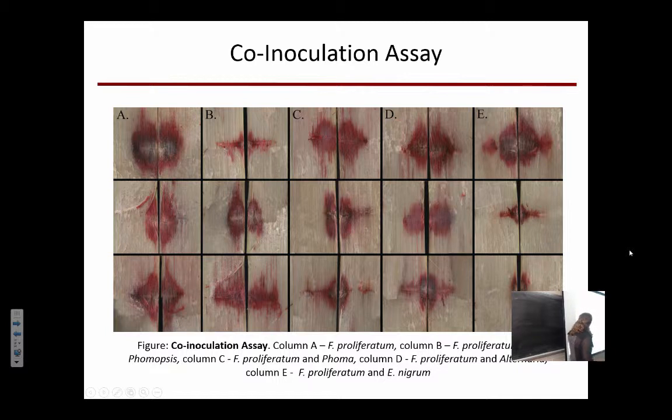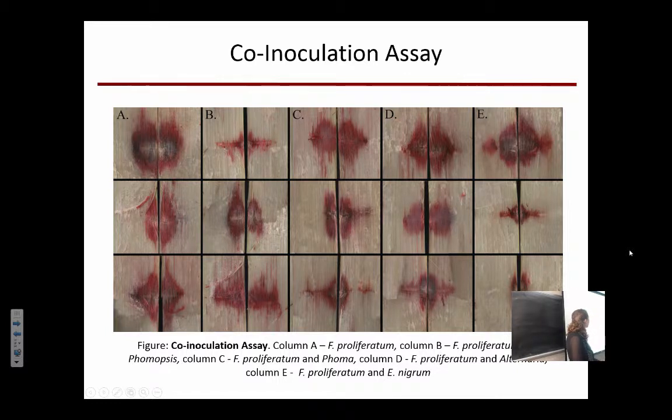And so column A is the Fusarium proliferatum on its own. Column B is Fusarium proliferatum with Phomopsis. Column C is Fusarium proliferatum with Phoma. Column D is the Fusarium proliferatum with Alternaria, and column E is the Fusarium proliferatum with the Epicoccum nigrum species.